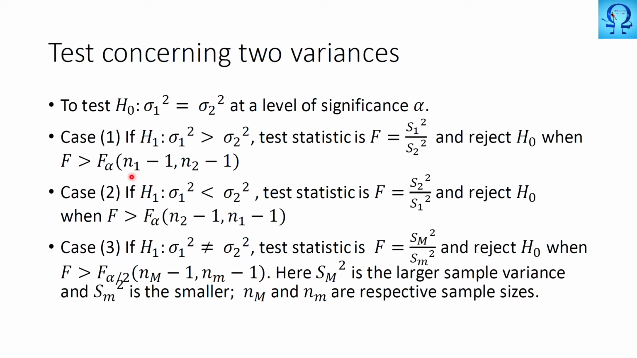Notice that the parameters also change accordingly. If the not-equal-to case holds, then we will have to correspondingly choose the higher sample variance to be in the numerator and the smaller one in the denominator, and the corresponding sample sizes should be used here.